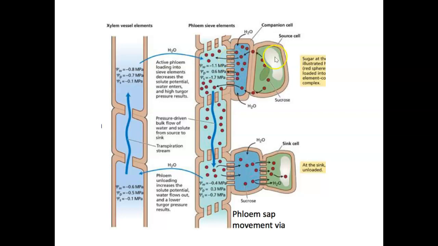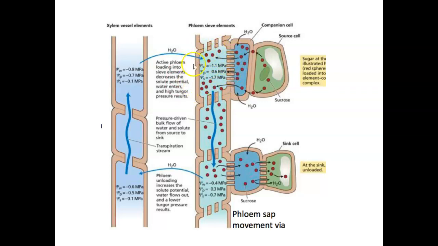So one more time, here's our source cells that ultimately we have to get our sucrose loaded into our sieve tube member. Once sucrose has been loaded into the sieve tube member, we have now decreased the water potential due to the excess of solute. That is going to cause a higher water potential in the xylem tissue. Water then gets transported from the xylem into a nearby sieve tube member. That increases the pressure, hydrostatic pressure at the source.